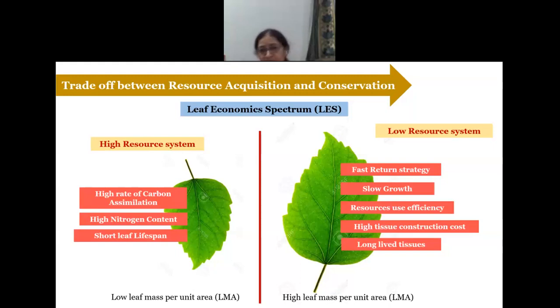However, the fast spectrum strategy seems at odds with an ability to tolerate low resource conditions, as species adapted to low resource systems often display slow growth, high resource use efficiency, high LMA, high leaf mass per unit area, high tissue construction cost, and long-lived leaf tissues. So, in case of a high resource system, they are short-lived. In case of a low resource system, they remain there for a longer period.